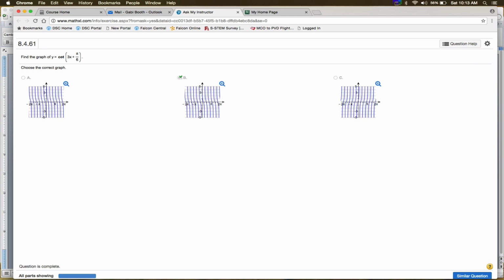So a lot of these problems with the cotangent and tangent really also depend on process of elimination, because there's usually one or two graphs that you have that cannot be the answer.